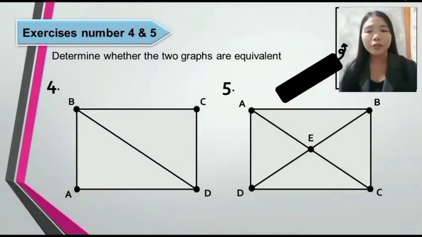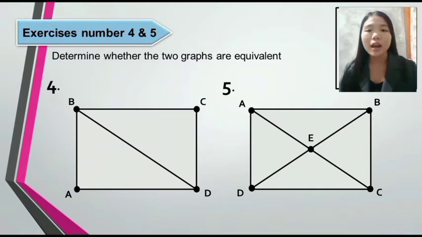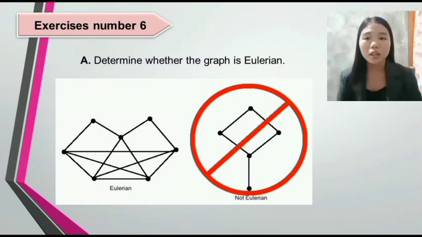In exercise number 4 and 5, we are going to determine whether the two graphs are equivalent. In number 4, as you can see, it has 4 edges, the A, B, C, D, while example number 5 has 6 edges, the A, B, C, D, E and F. So the answer is the two graphs are not equivalent because they have differences in the number of edges in the graph.